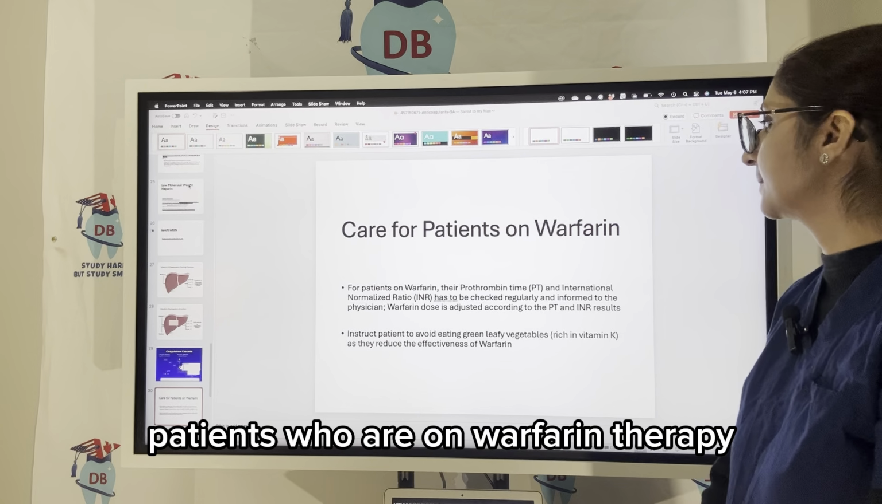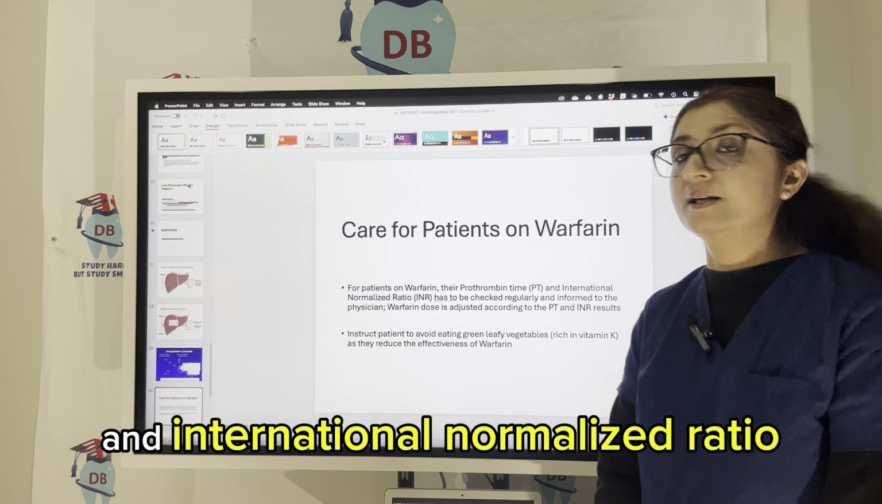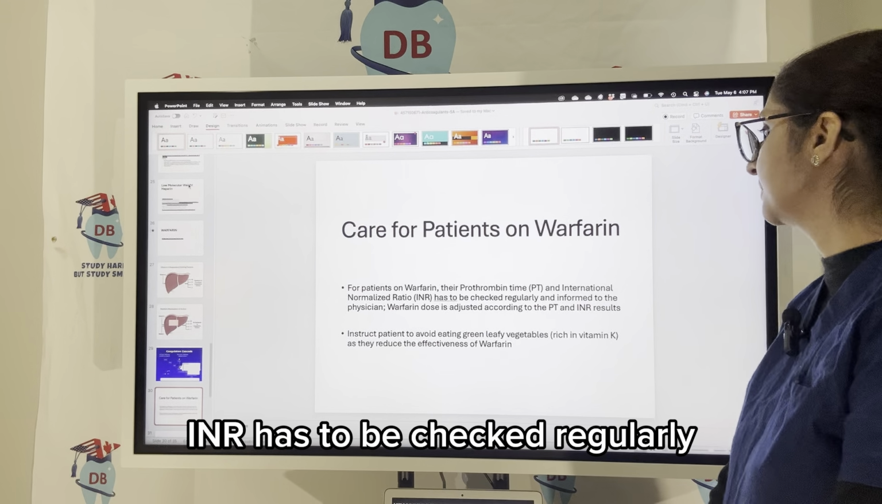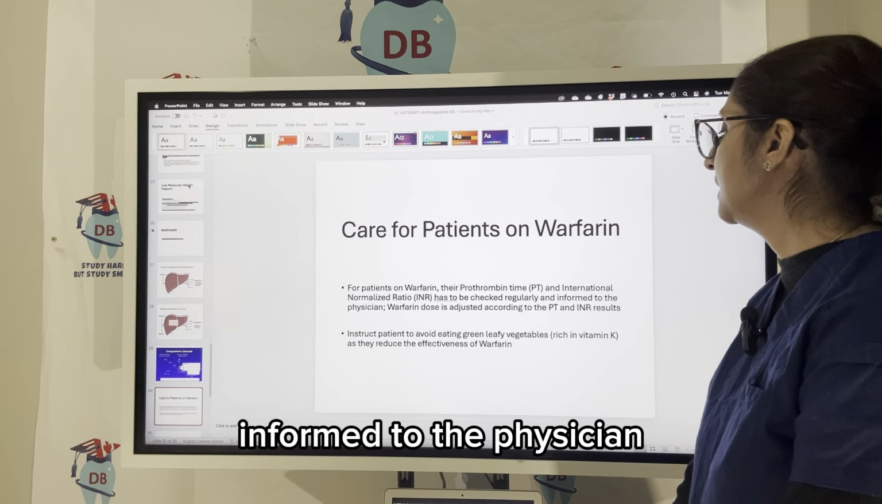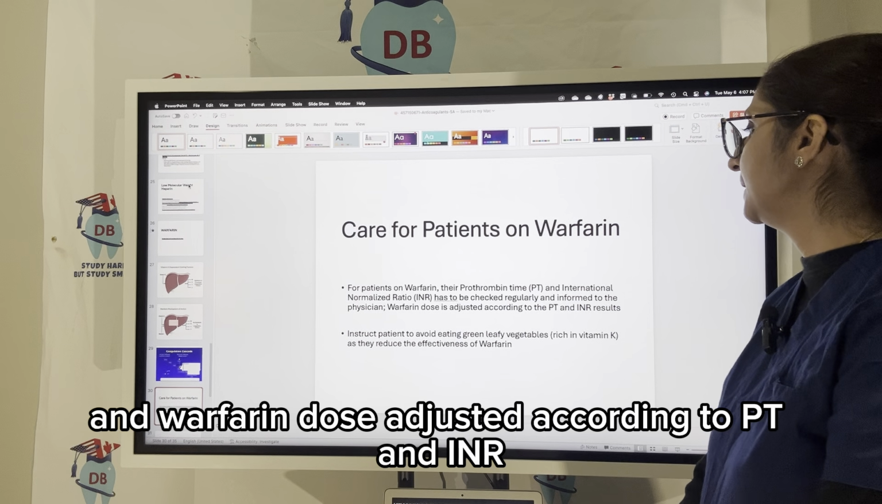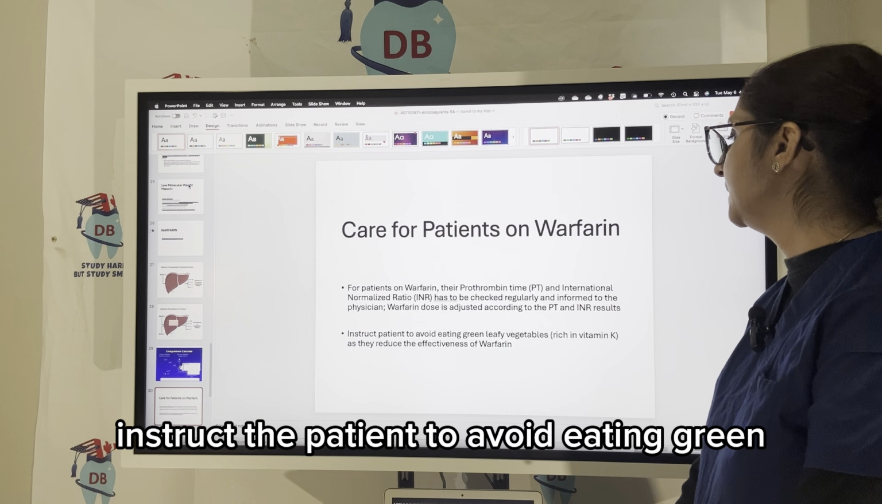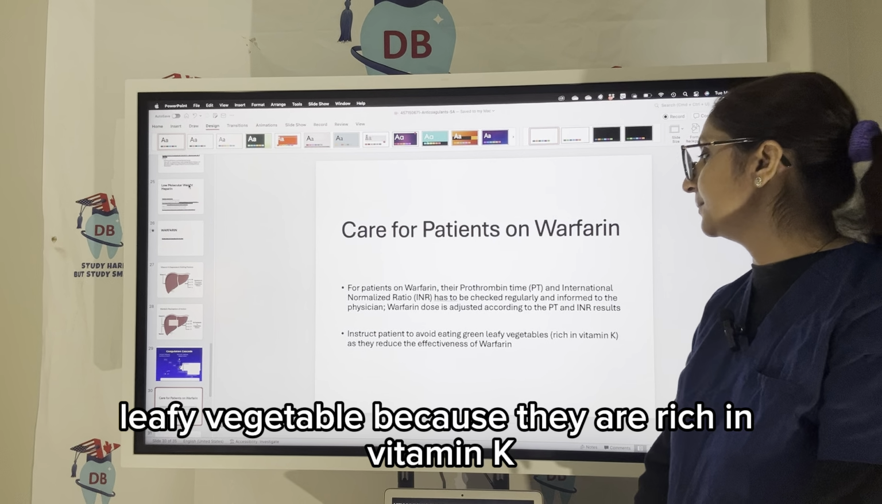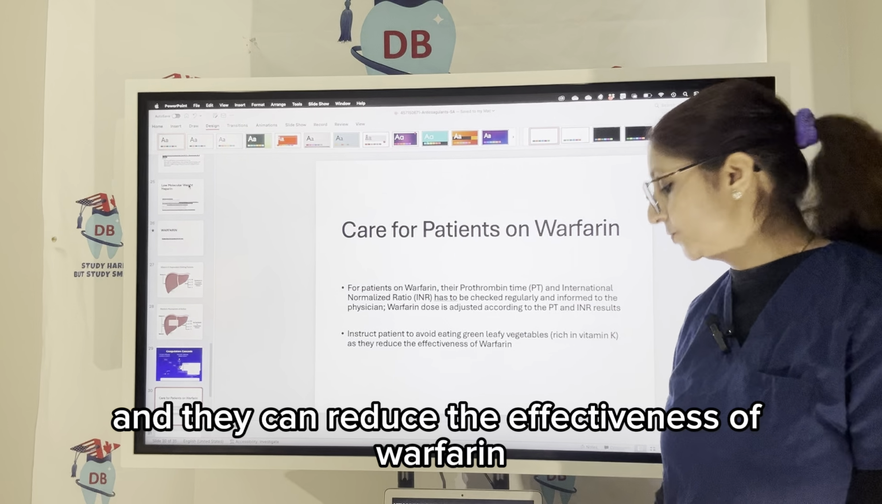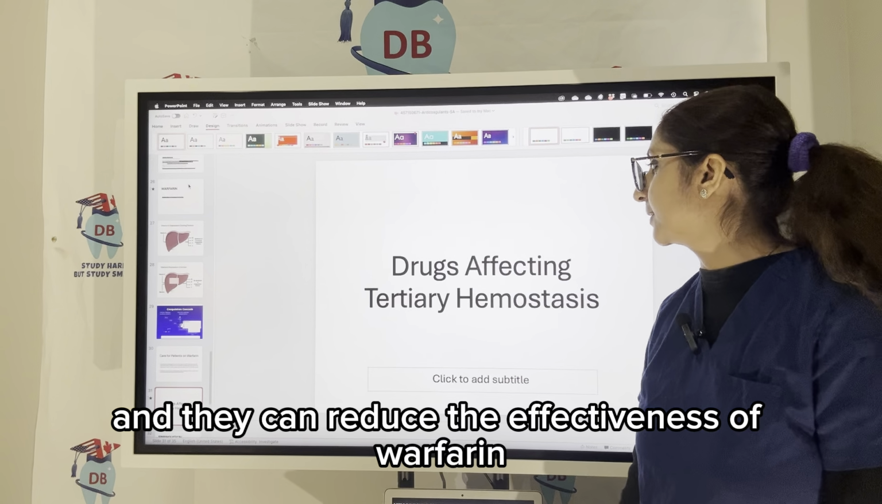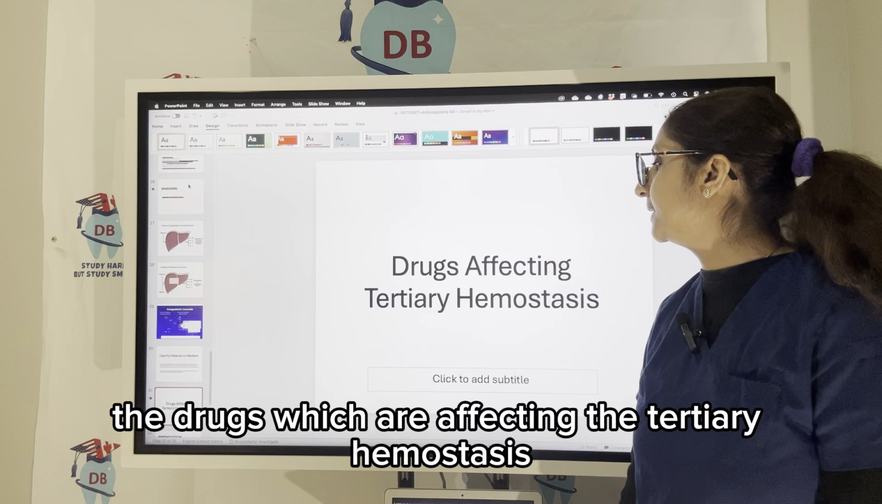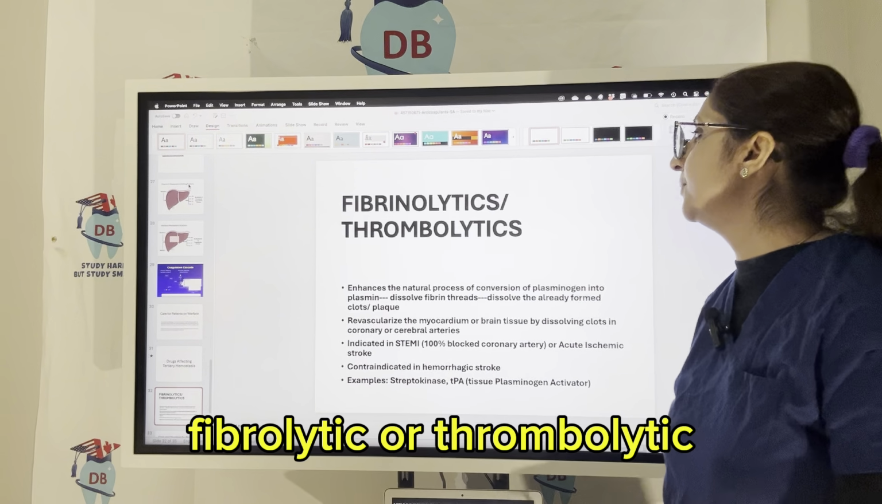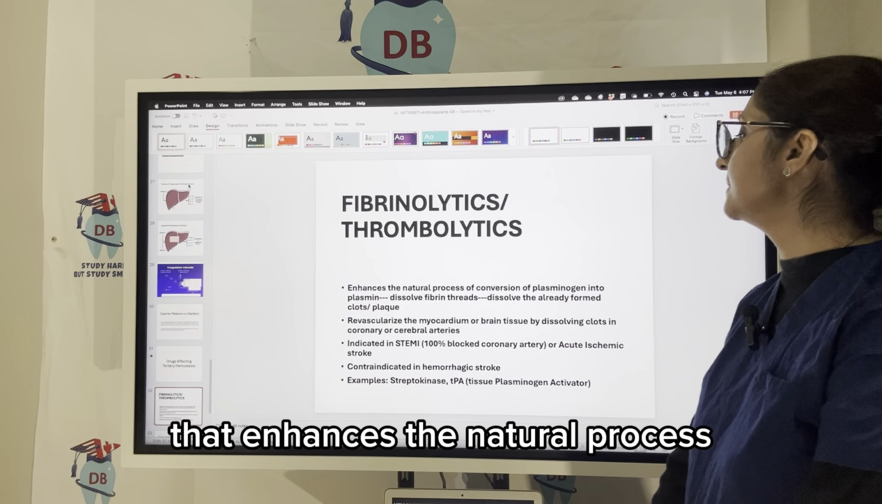Patients who are on warfarin therapy, their prothrombin time and international normalized ratio INR has to be checked regularly, informed to the physician, and the warfarin dose is adjusted according to PT and INR. Instruct the patient to avoid eating green leafy vegetables because they are rich in vitamin K and they can reduce the effectiveness of warfarin.